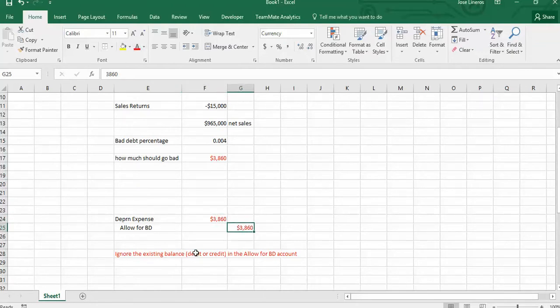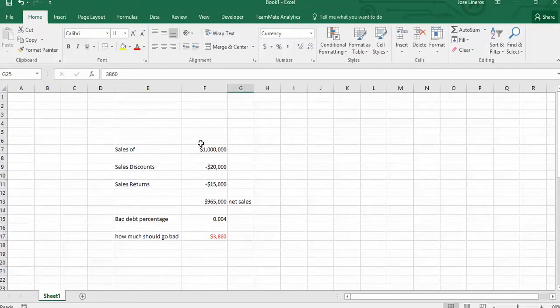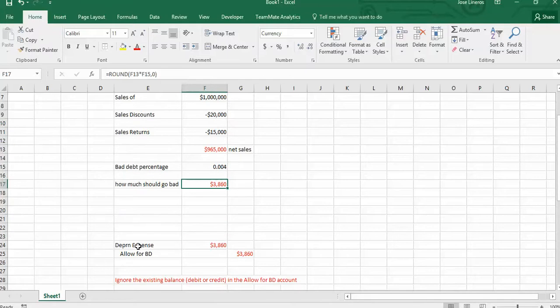Notice it ignores the existing balance, debit or credit, in the allowance for bad debt account. So we just want to emphasize you work down from sales down to net sales, and then you multiply by your bad debt percentage that's in the SUA, and you come up with your magic $38.60, whatever the number is. Again, I'm not working it for you, I'm just showing you how you do it. And then you just make your entry, depreciation expense $38.60, allowance for bad debt $38.60. Don't start looking at the existing balance. Don't pay attention to what's already there.